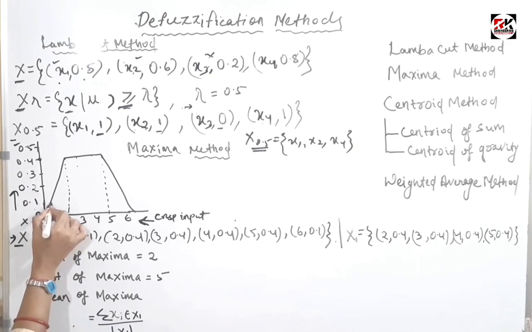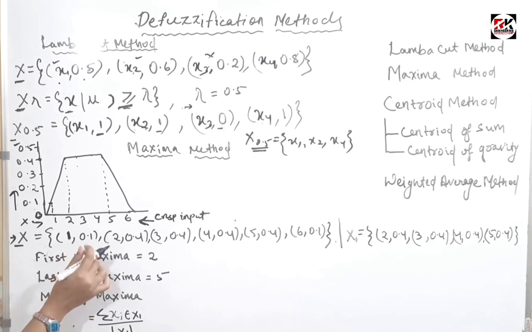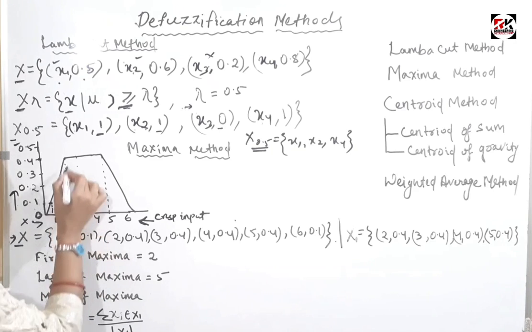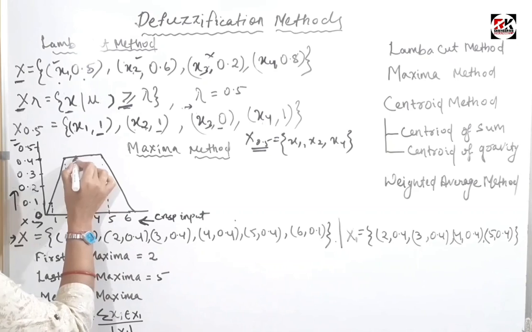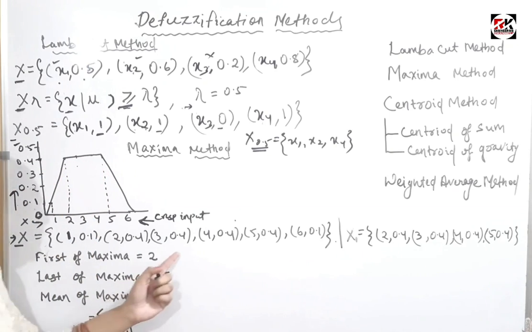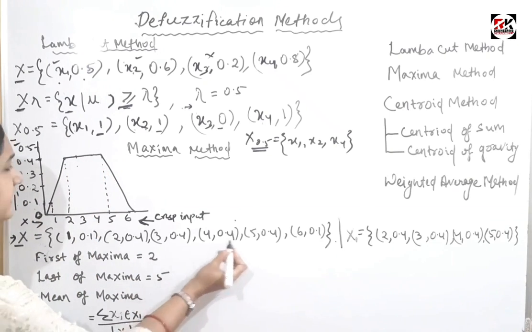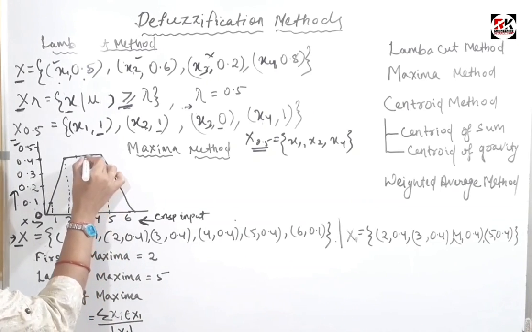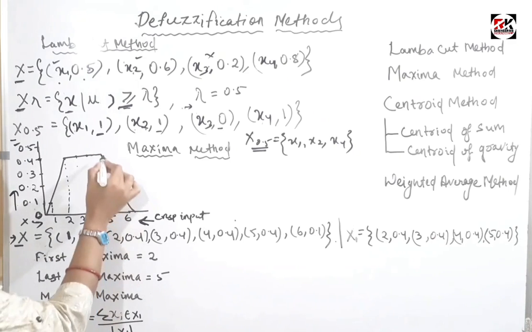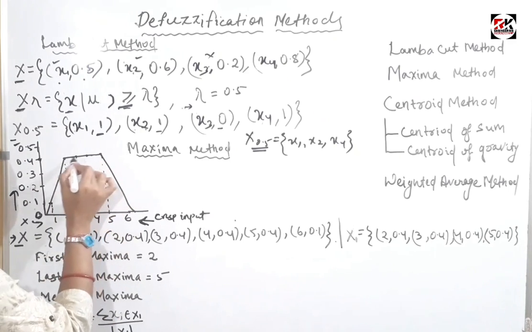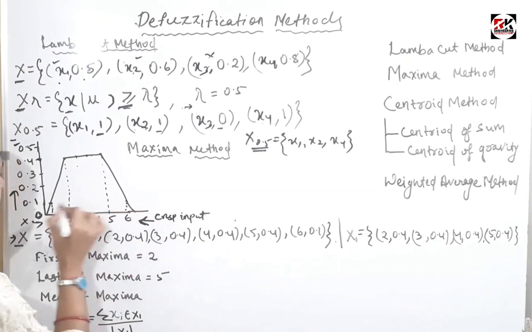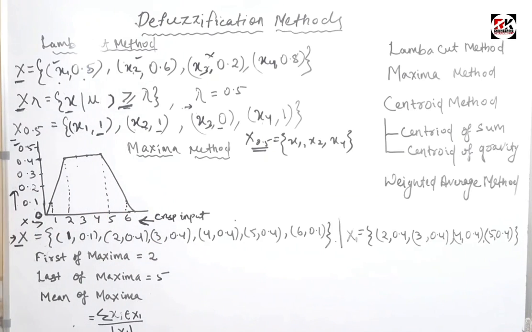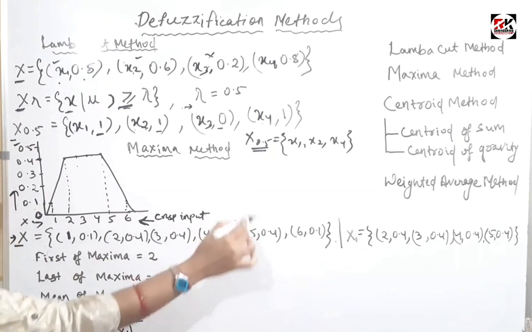If I draw a line, it will intersect at 0.1, so its Y value is 0.1. 2 will be intersected at 0.4, so the value for 2 will be 0.4. 3 will intersect here at 0.4, so the fuzzified value of 3 will be 0.4. The value of 4 will also be 0.4 because it is intersected here. The value of 5 will also be 0.4. You can see the value of 5 is also 0.4, and the value of 6 will be somewhere here, something like 0.1. So this is the way in which I have represented this membership function in a fuzzy set.